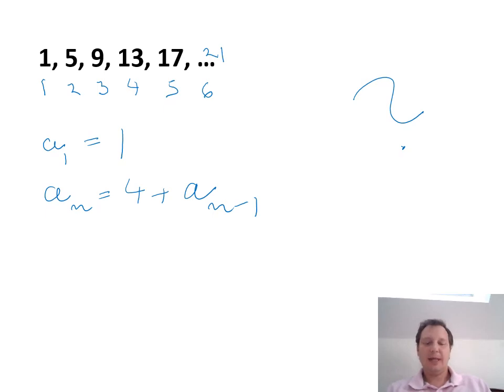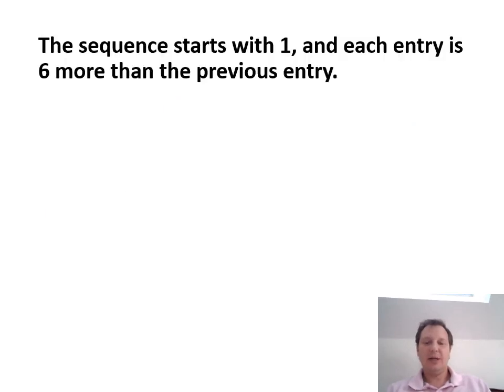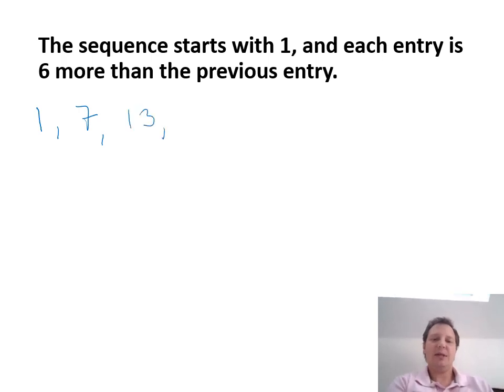Okay, let's do another one. Let's do the sequence that starts with 1. So here we have to first write down the sequence on our own. So it starts with 1. And each entry is 6 more than the previous entry. So the next entry is going to be 7. 7 plus 6 is 13. Plus 6 is 19. Plus 6 is 25. And so on. Write down indices to help us out.